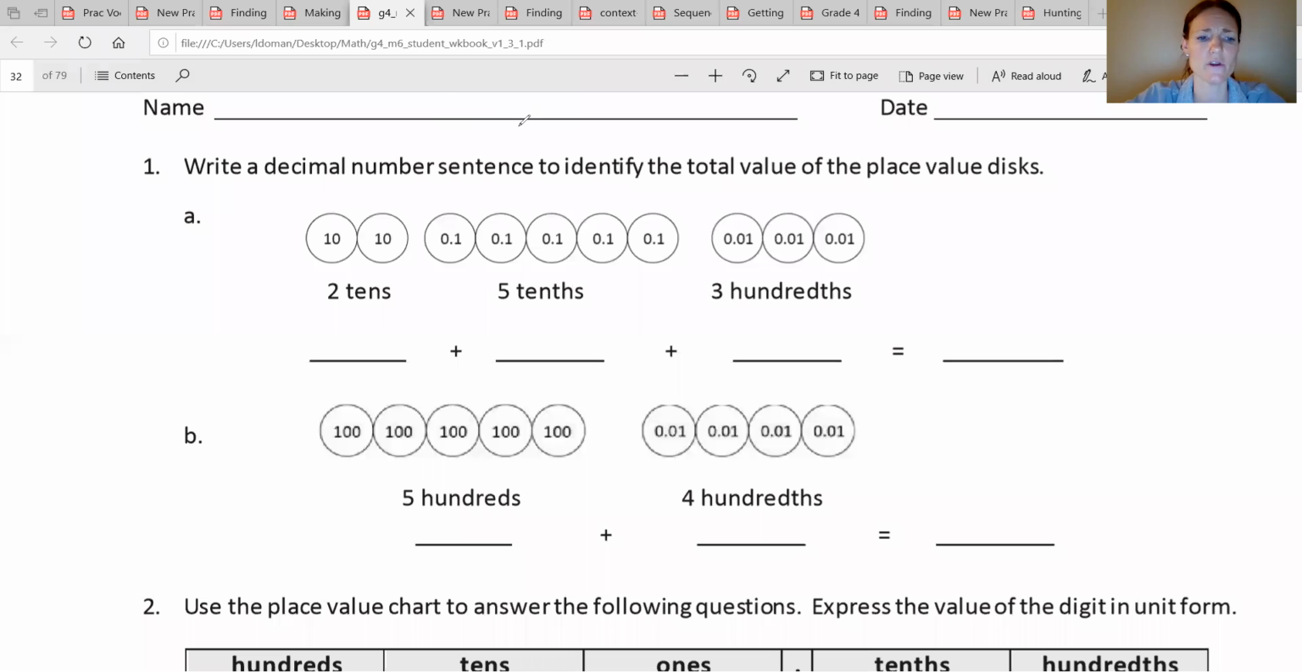Okay, so let's start off with number 1A. So the question asks, write a decimal number sentence to identify the total value of the place value discs. Okay, so as I'm looking at number A, I have 2 tens. Now I know that when I look at the discs and I add those together, I have 2 tens, 10 plus 10. So 2 tens is 20, okay?